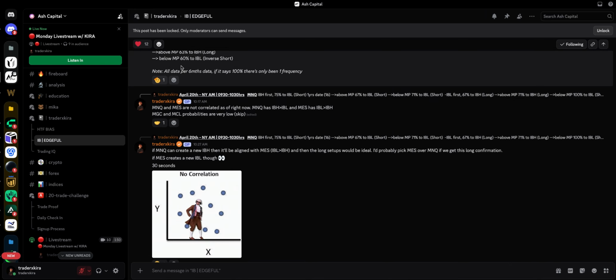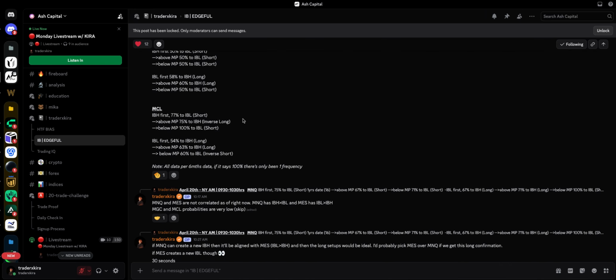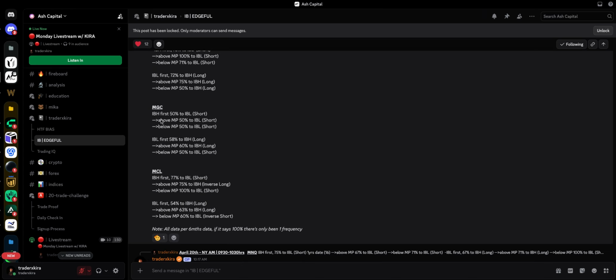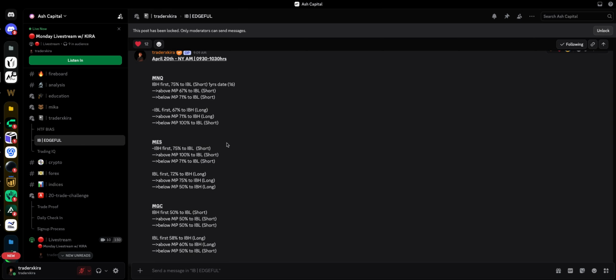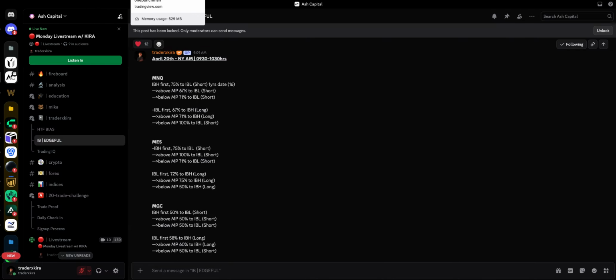And then because MGC and MCL were low probability, it was a skip, right? So if you just look at MGC here and MCL, we know MCL did the IB low first. So all of this, 63%, 60%, is not very attractive. MGC had the high form first, I believe. And looking at this, it's 50%. Even if it had the low form first, it's still hovering in that 60% range, which is just not attractive. So the only real thing to look at was what MNQ and MES were doing. But because they're not correlated, there's no trade.